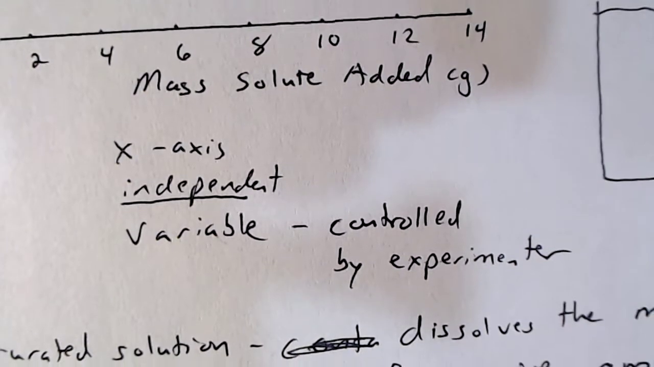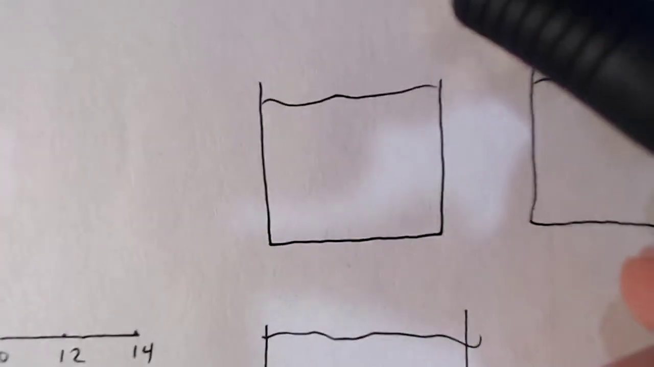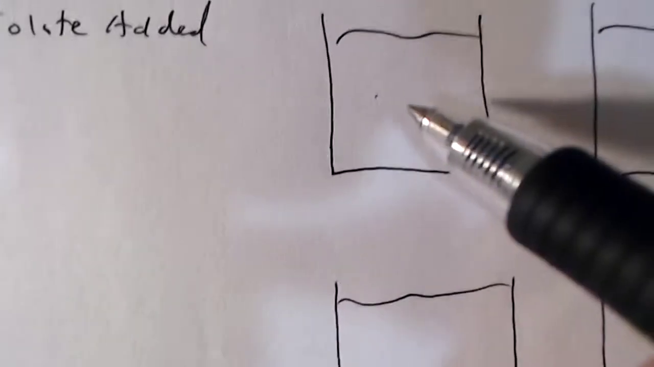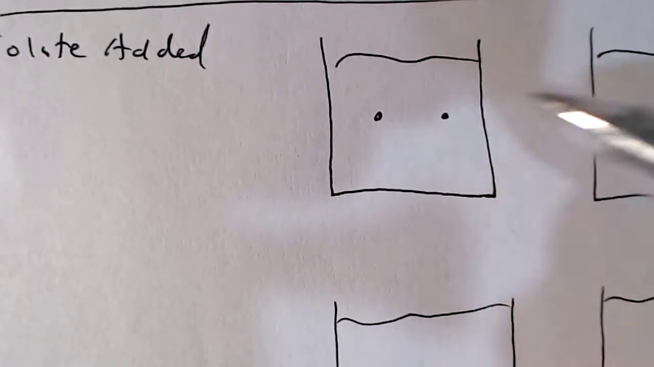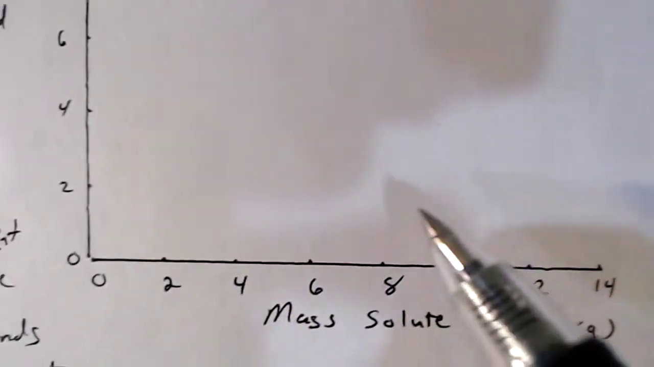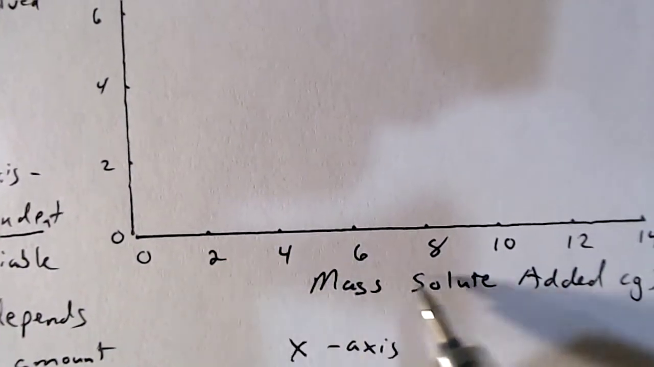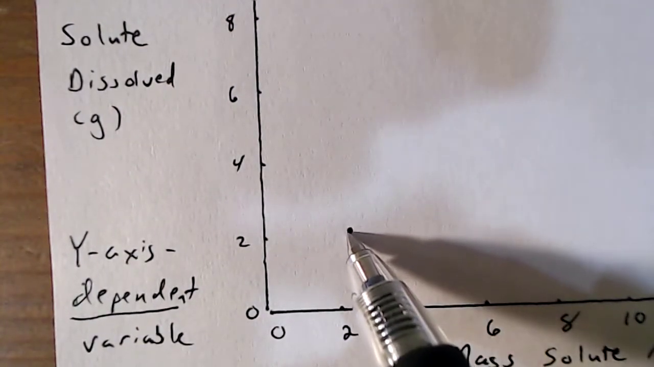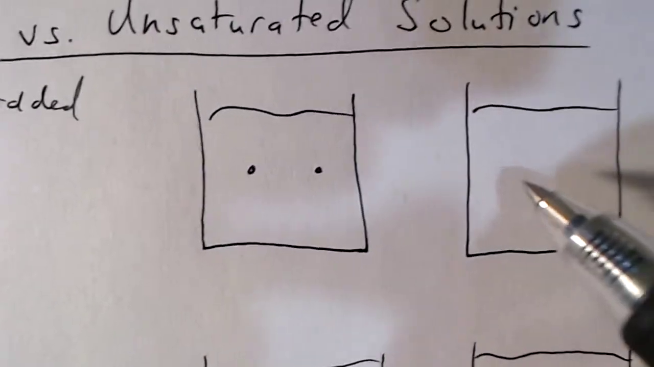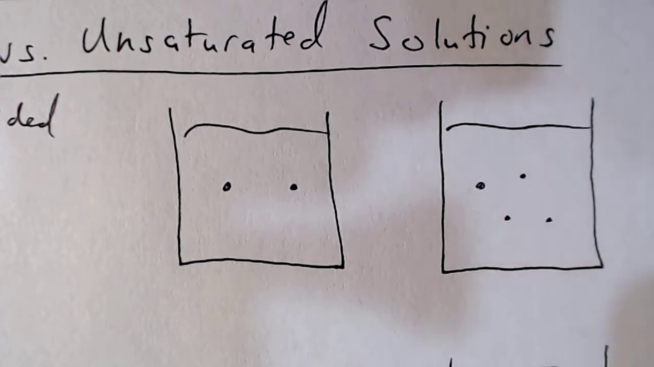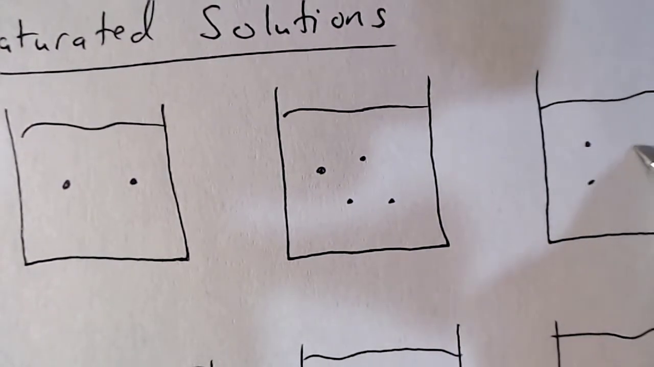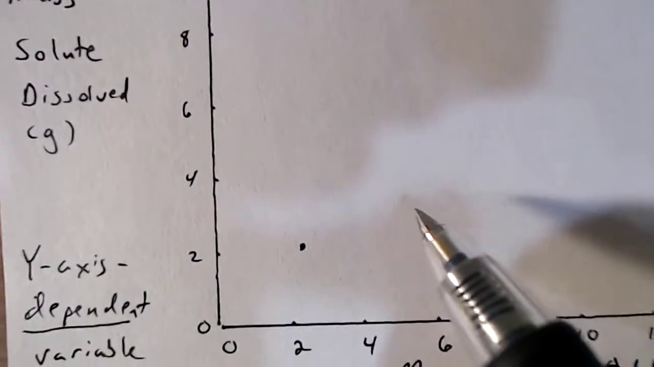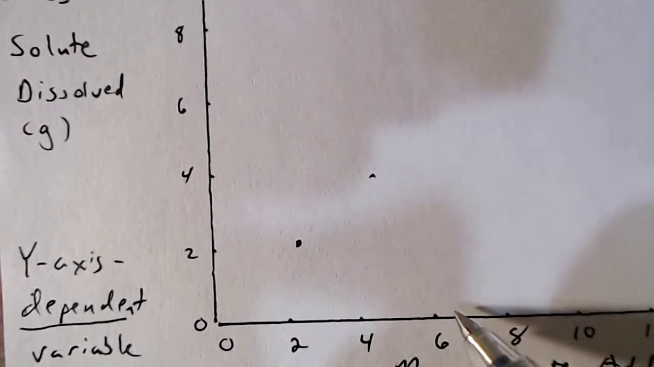All right, so let's go through a hypothetical scenario where we have a certain volume of water, maybe at a certain temperature, and we add 2 grams of solute. They're added and they both are able to dissolve. So graphing it, 2 grams of solute are added and 2 grams of solute are dissolved. So point right there. All right, we add more. We add 4 grams of solute. All of it dissolves. And then 6 grams of solute. All of it dissolves. All right, so graphing: 4, 4, 6, 6.